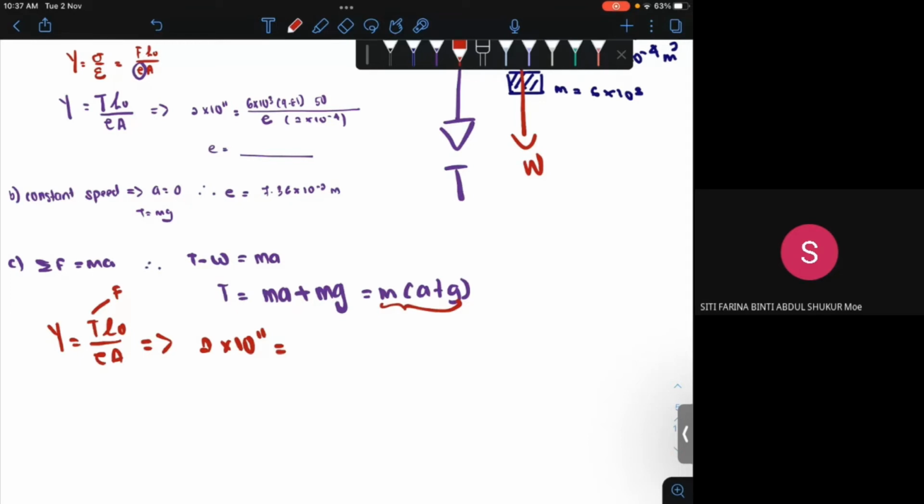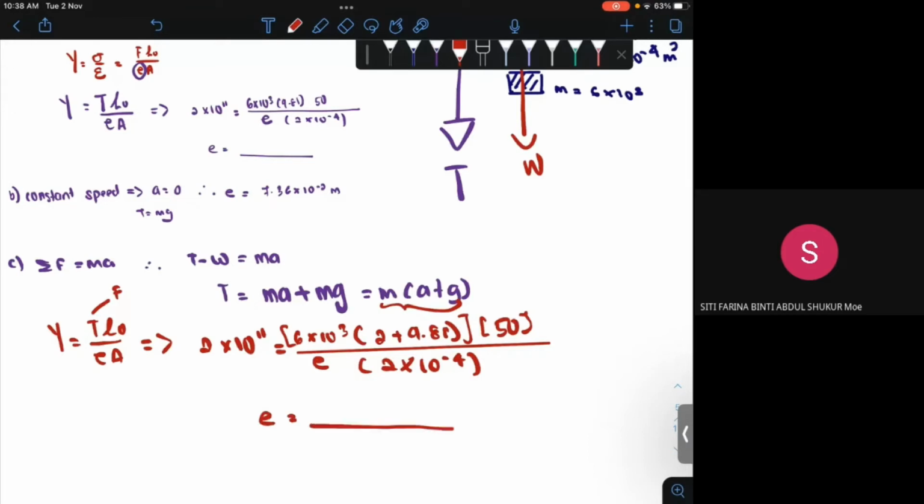So I'm going to factorize 6 times 10 to the power 3. Acceleration 2 campur dengan gravity 9.81. And then you multiply with the length 50 meter divide with extension, that is what we are looking for. Area dia atas 2 times 10 to the power negative something. But tekan calculator, you will get the new elongation.